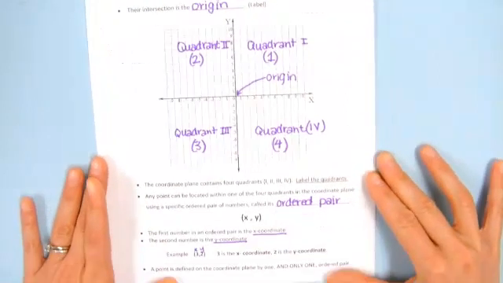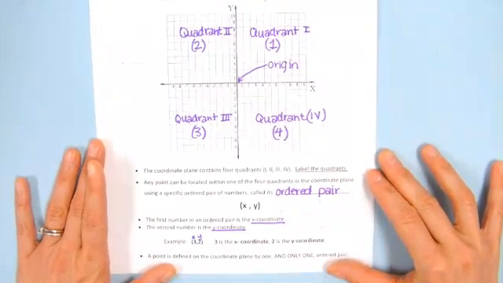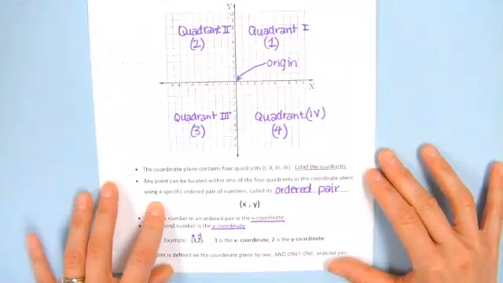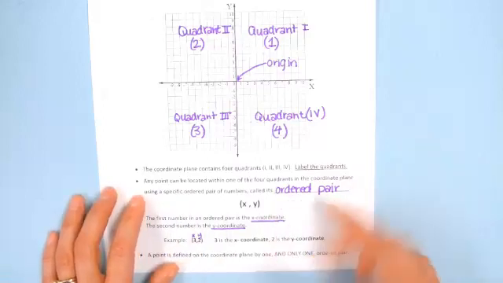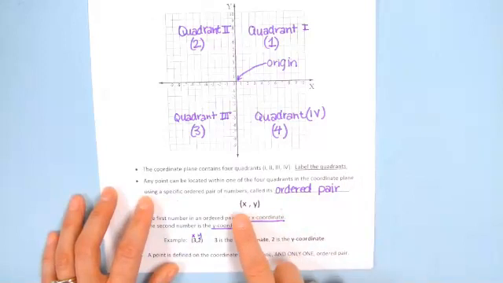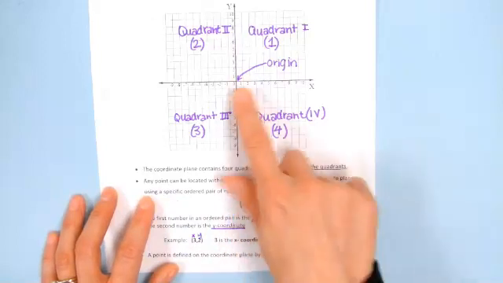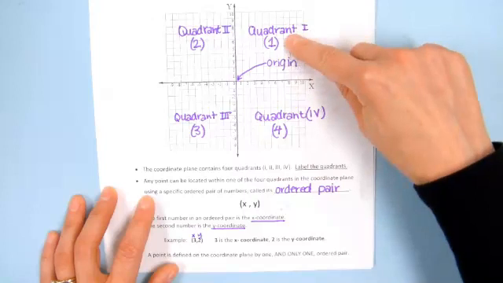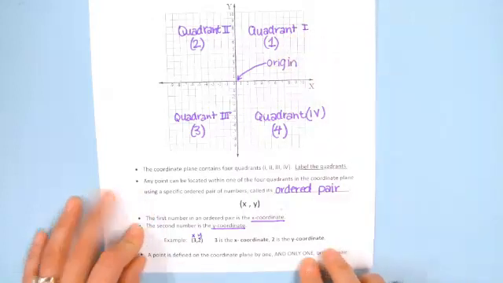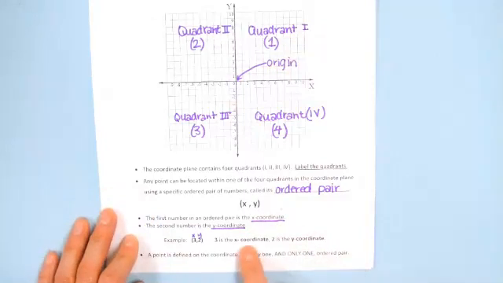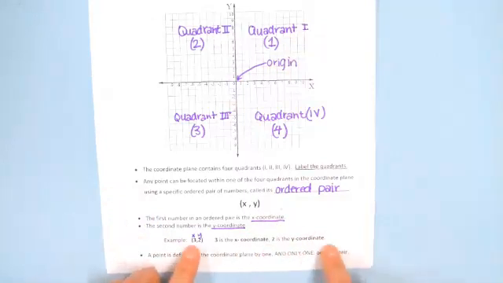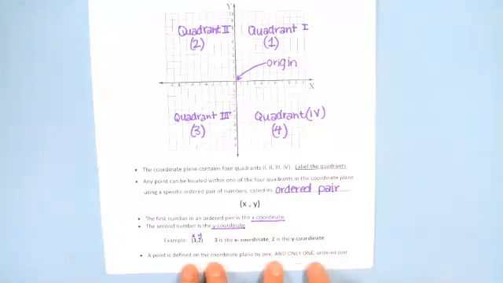Any point can be located within one of the 4 quadrants in the coordinate plane using a specific pair of numbers called its ordered pair, right? And so it's x comma y, so it's always how far you go on the x-axis and then how far you go on the y-axis. The first number in an ordered pair is the x-coordinate. The second number is the y-coordinate. So 3 is going to be your x-coordinate here, and 2 is your y-coordinate. So a point is defined on the coordinate plane by one and only one ordered pair. So that's the review notes.